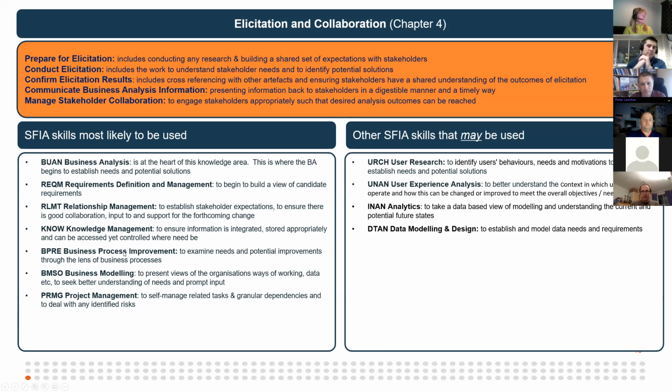So invariably, as BAs, what you're doing is going to relate to business processes. And so you're most likely going to be examining needs and potential improvements through the lens of business processes. That may involve process mapping, may involve process hierarchies, etc. So I think that's a pretty safe bet. That's always going to be part of elicitation and collaboration.